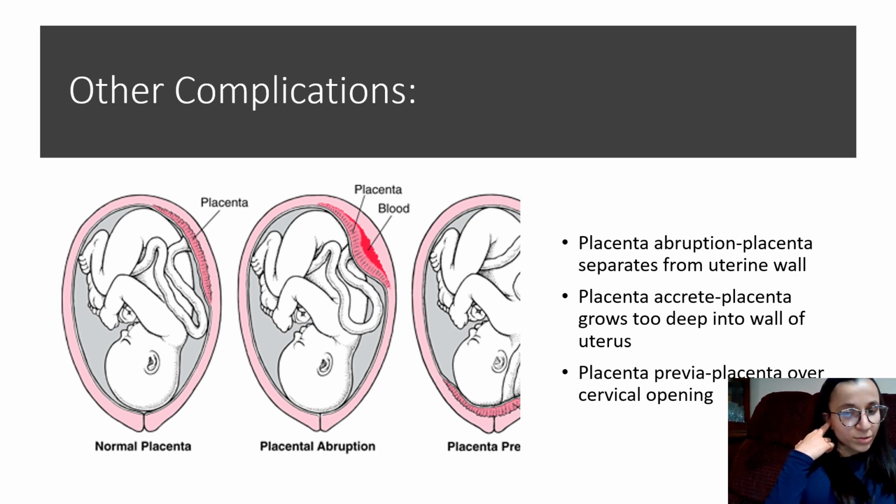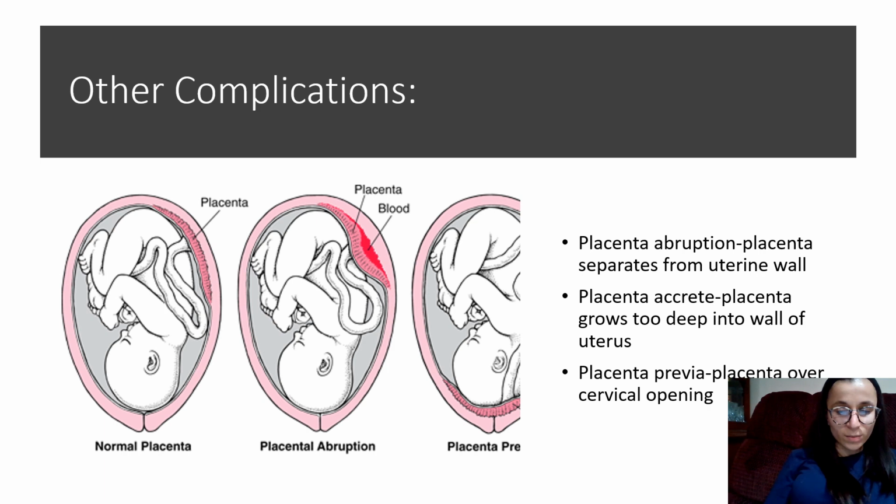For placenta abruption, when the placenta separates from the uterine wall, you want to monitor the fetus. You want to watch the mom for signs of shock, and you may need to give them blood or fluid. For placenta accreta, when the placenta goes too deep into the wall of the uterus, it could cause hemorrhage. You want to watch out for that.